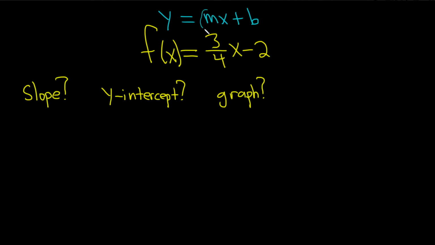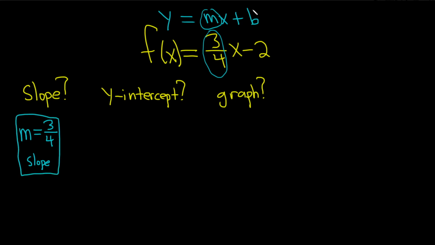And so now we're going to use just basic matching to find the first two answers. So you see m here must be equal to 3 over 4. That's our slope. So m is equal to 3 over 4, and this is the slope. So I'm going to go ahead and box in our first answer. The y-intercept, b, must be equal to this negative 2. So the y-intercept is equal to negative 2.